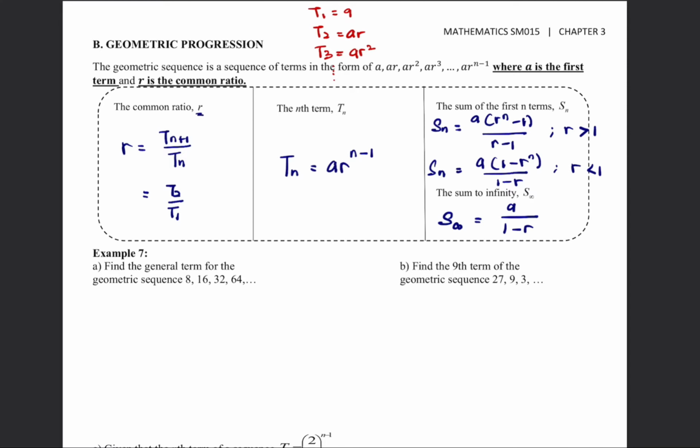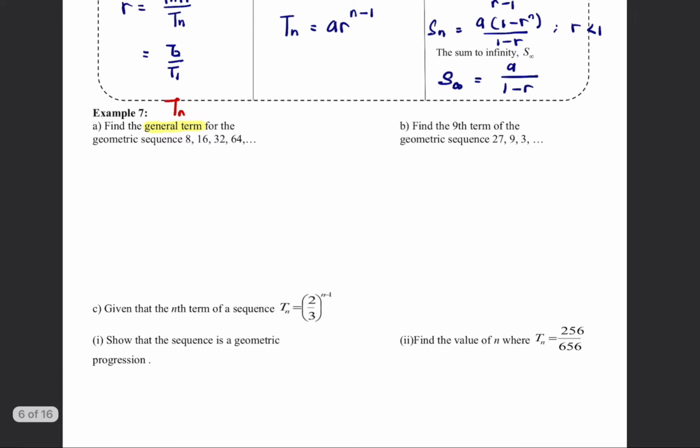So now let's proceed to example 7. The question asks to find the general term. General term. So apa tu general term? Okay, general term Tn. Okay, which is basically your nth term lah for the geometric sequence 8, 16, 32, 64. Okay, macam saya cakap, make sure when you read the question, you have to identify either the question said about geometric or arithmetic. Okay, so now for arithmetic, the first thing you have to do is you have to take out A and D from the question. So for geometric, you have to find your A and R from the question.